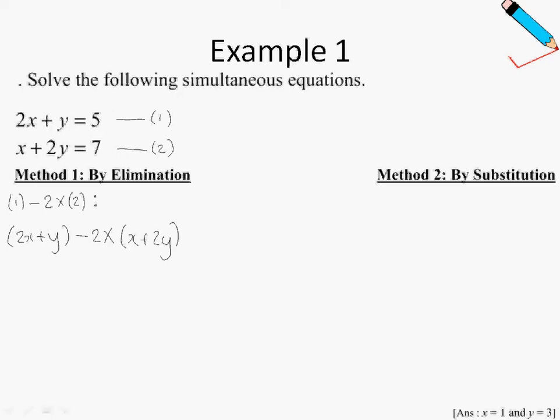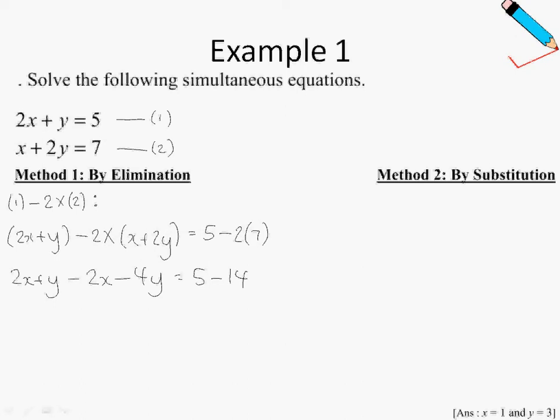Why am I doing this? You'll see some magic happening in a while. Similarly, I'll take the right hand side of equation number 1 minus 2 times the right hand side of equation number 2. So 2 times 7. If I were to expand this out, I'll get 2x plus y minus, 2 times x will give me 2x, negative 2 times positive 2y will give me negative 4y, and 5 minus 14.